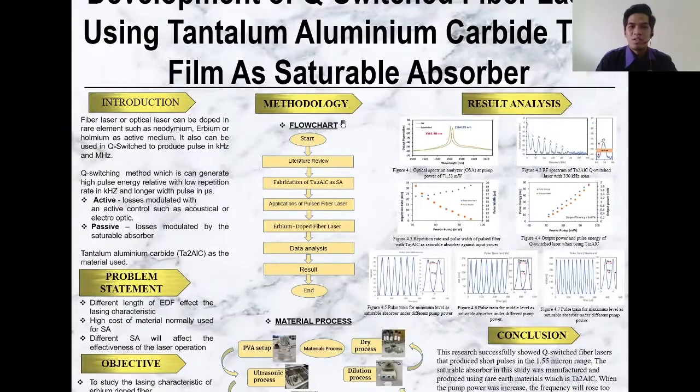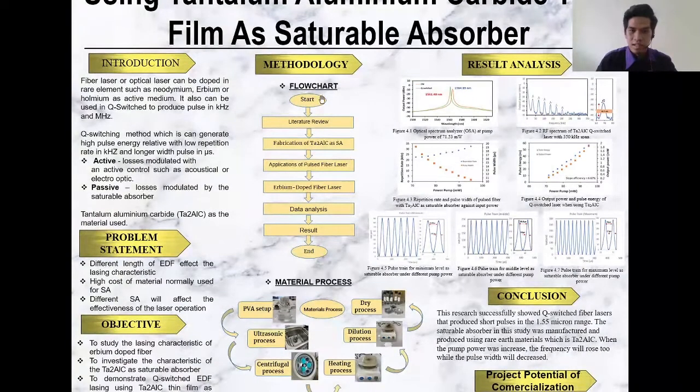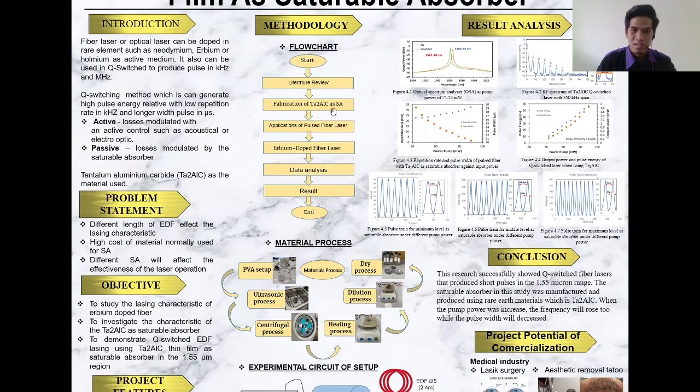We move to methodology. For the flowchart, start with literature review, then fabrication of tantalum aluminium carbide as suitable absorber, which is the process to create the SA, then application in pulse fiber laser, the erbium-doped fiber laser. We'll go to data analysis and the result.